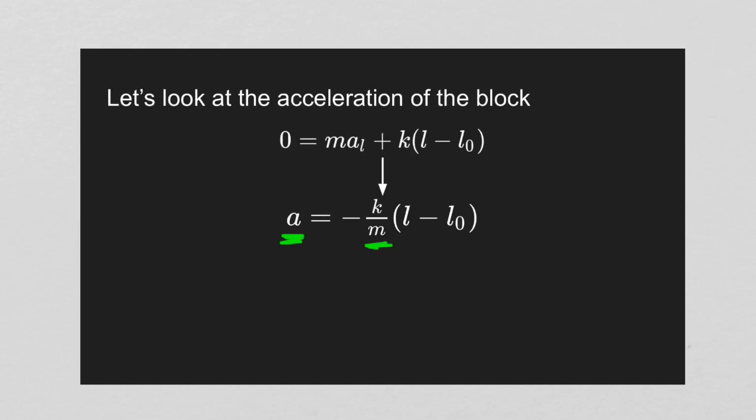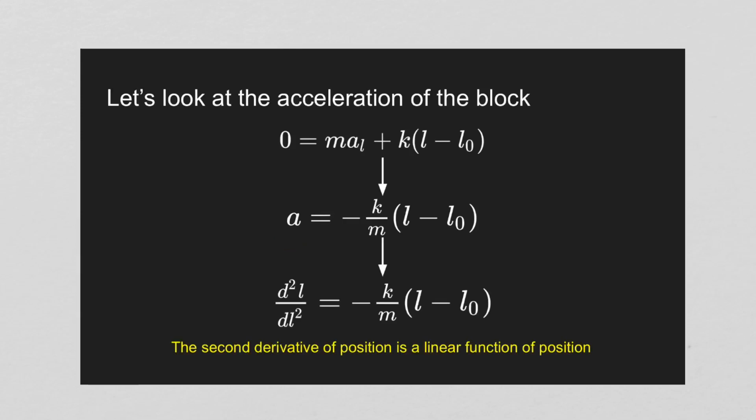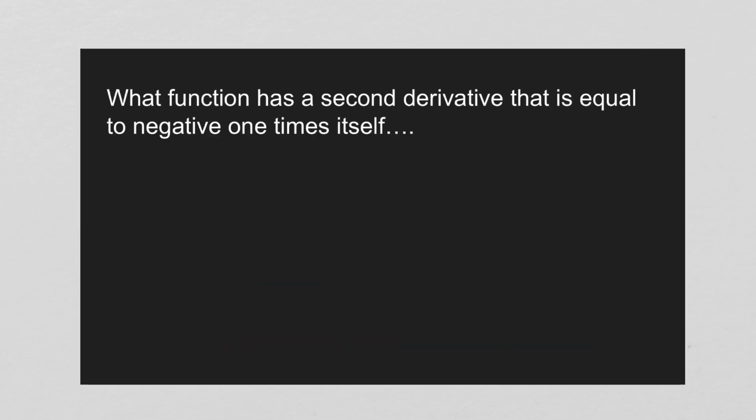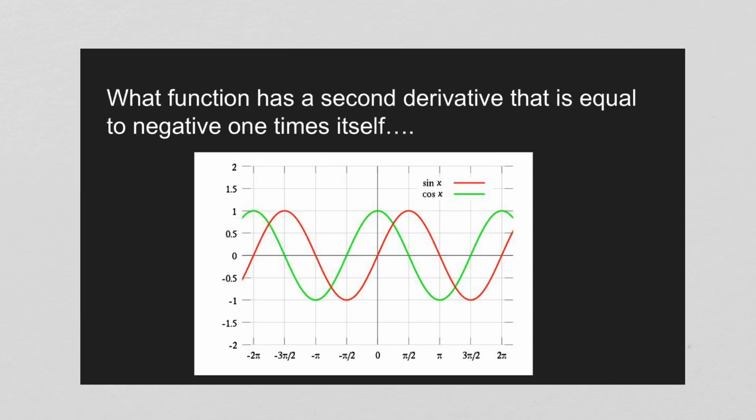But let's delve into what is a. What is acceleration? Acceleration is the second derivative with respect to position. Now wait, so I've got a formula whose second derivative is a linear function of position, and this is going to have some special properties. But first we need to wonder what function has a second derivative that is equal to -1 times itself. Second derivative. Sines and cosines. Here we go. You could also use exponentials, but you can relate exponentials to sines and cosines. So we're just going to stick with sines and cosines.